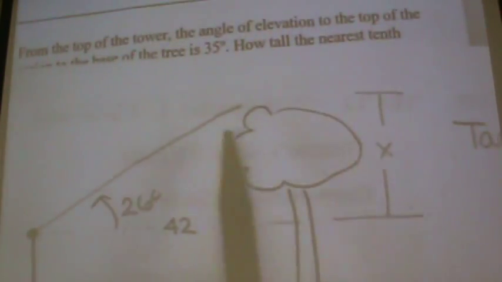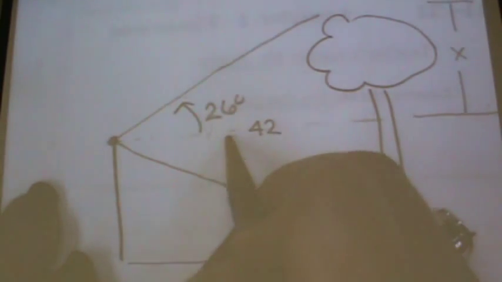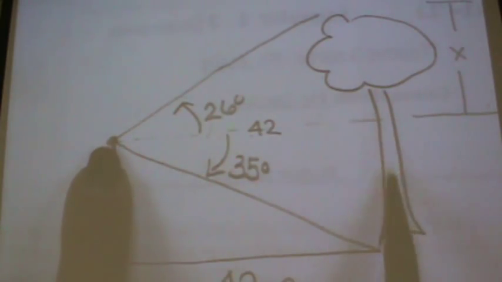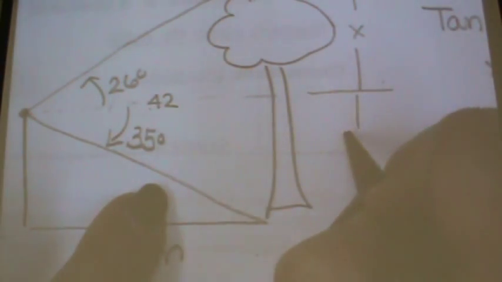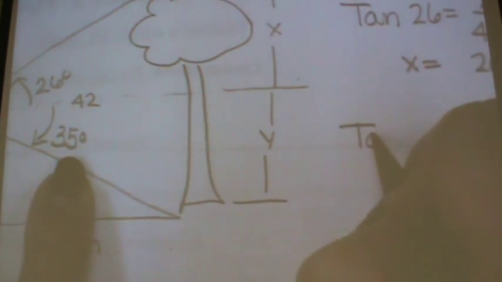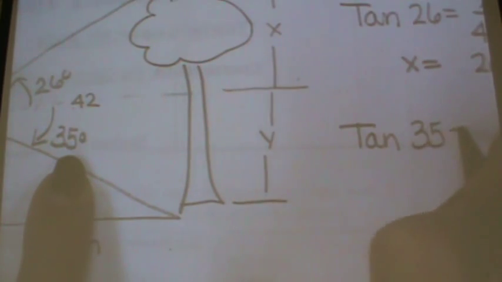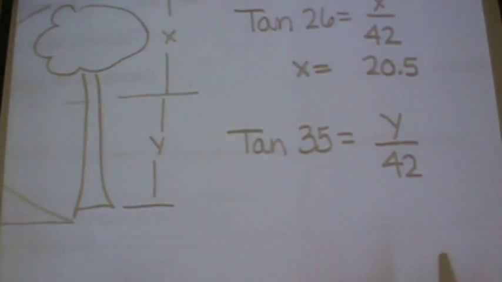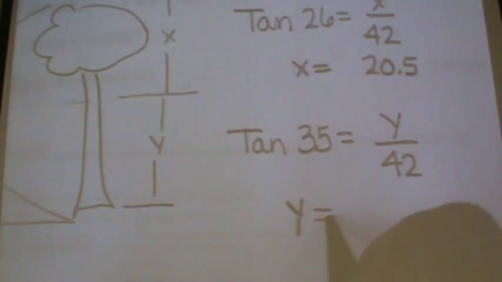Then it says the angle of depression to the base of the tree is 35 degrees. So here's the base, this is 35 degrees. We're going to use this triangle right here, and to figure out from here to here, called y, I'm going to use tangent again. Tangent of 35 is side opposite, which is y, over still 42 meters away. Cross multiply and you get y is equal to 29.4. Make sure your calculator's in degree mode.